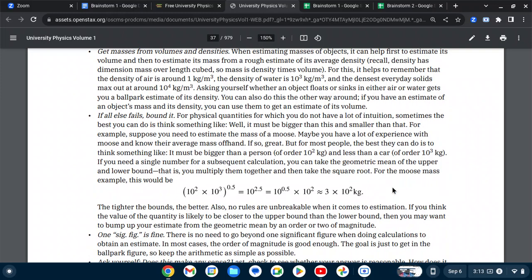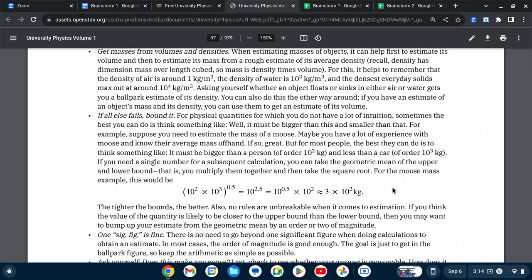For this, it helps to remember that the density of air is around 1 kilogram per meter cubed. The density of water is 10^3 kilograms per meter cubed. And the densest everyday solids max out at around 10^4 kilograms per meter cubed. Asking yourself whether an object floats or sinks in either air or water gets you a ballpark estimate of its density. You can also do this the other way around. If you have an estimate of an object's mass and its density, you can use them to get an estimate of its volume.